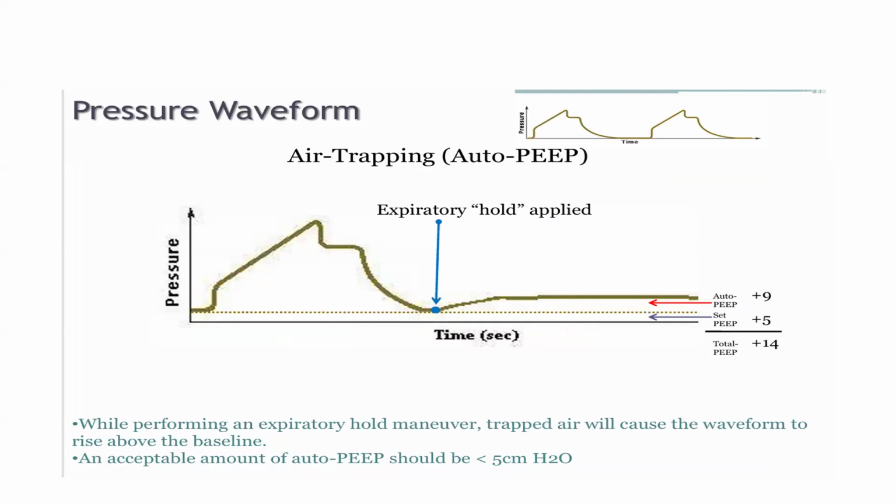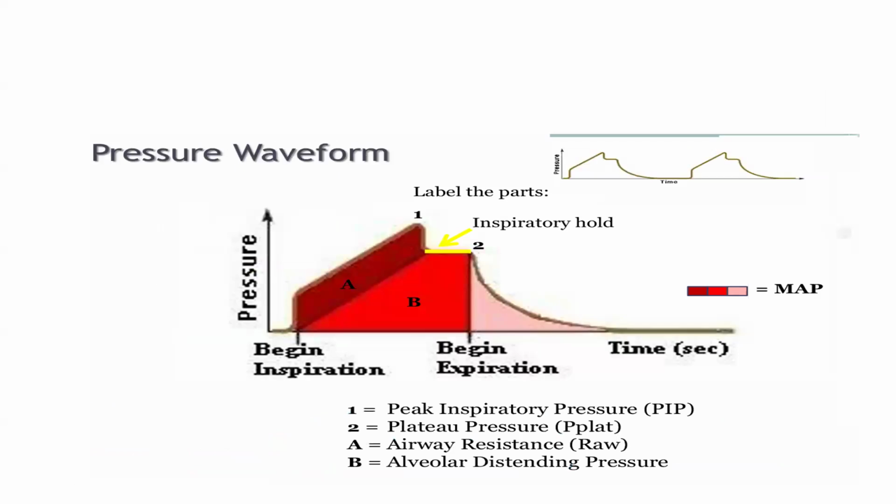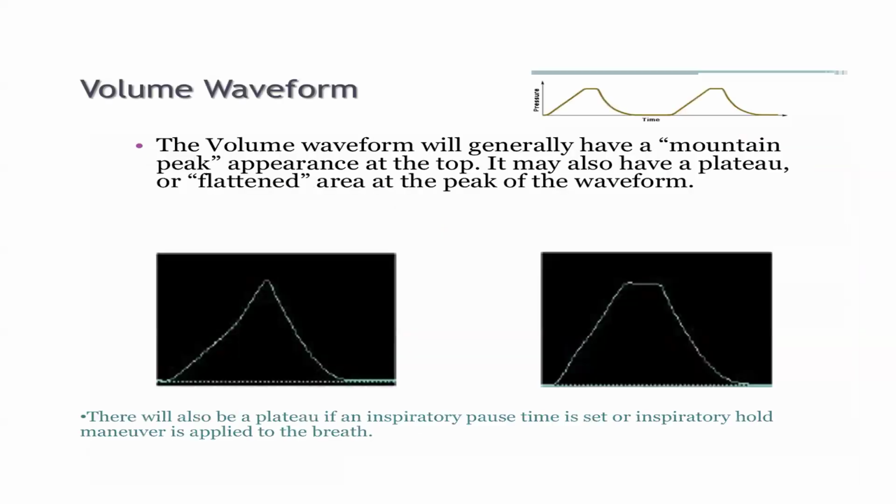So the pressure waveform, while performing the expiratory hold maneuver, the trapped air will cause the waveform to rise above the baseline. An acceptable amount of auto-PEEP is always less than 5. Now, this is the same component of the pressure waveform where one is representative of the peak inspiratory pressure, two is representative of the plateau pressure, A is airway resistance, and B is alveolar distending pressure.